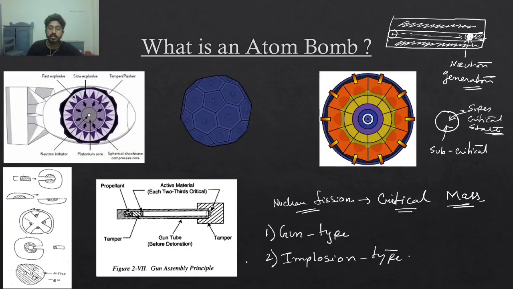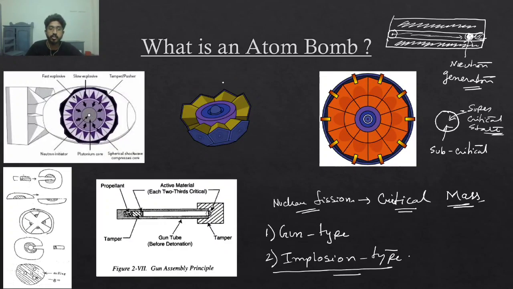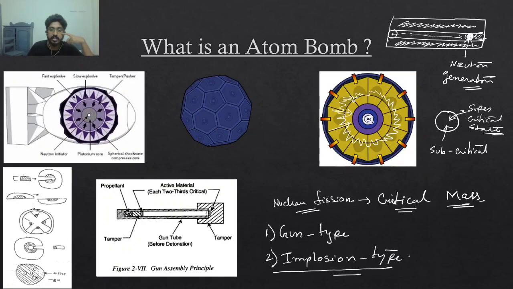So what happens in this other type, that is implosion type? Here is a picture of the implosion type. Well, in the center the fissile material is kept, and these are mainly explosives. So when the bomb is detonated, due to immense pressure, this fissile material then goes into nuclear fission, and thus a release of a huge amount of energy, thus an explosion. So this is what happens in an implosion type atom bomb. So let's move forward.